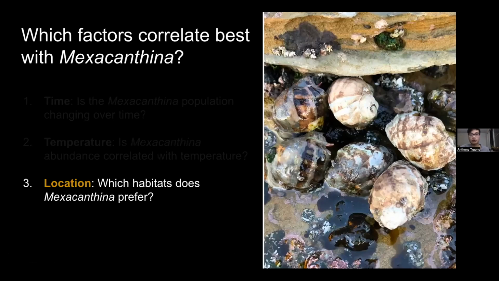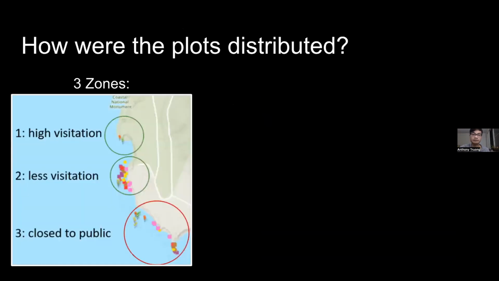For my third question regarding which habitat is preferred by Mexican thyna, I just wanted to ground everyone exactly with how the plots themselves were distributed. At Cabrillo National Monument, the intertidal area is split into 3 distinct zones. Zone 1 is right off of the public trail, and that's where the most visitation occurs. Zone 2 is still open to the public, but fewer people venture over to that zone, so there is much less visitation. And lastly, Zone 3 is entirely closed off to the public.